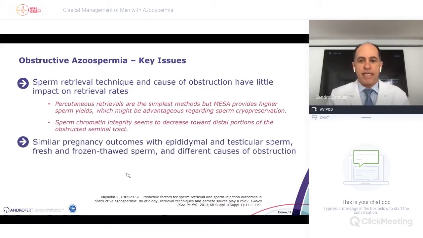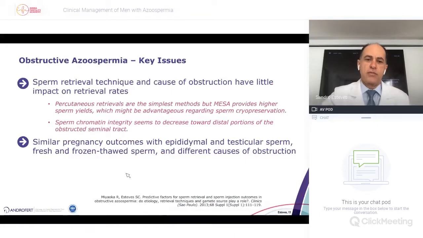Concerning pregnancy outcomes with epididymal and testicular sperm, or using fresh or frozen-thawed sperm, and different causes of obstruction: all these conditions do not seem to play a significant role in terms of pregnancy outcomes using ICSI. You can use either epididymal or testicular sperm. You can use fresh or frozen-thawed sperm. And regardless of the cause of obstruction, ICSI outcomes will be quite similar.